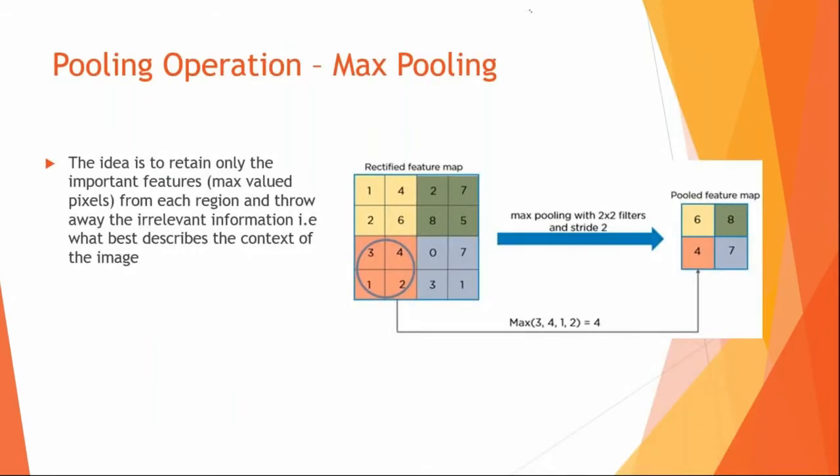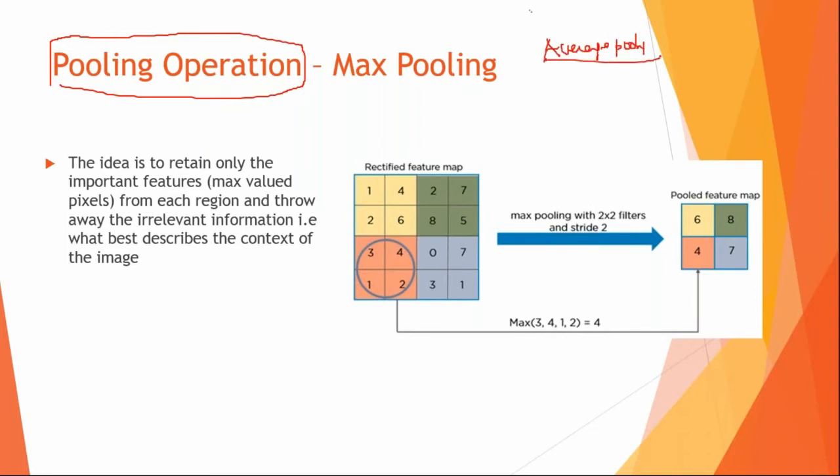Now we come to the next one, which is called the pooling operation. If you look closely, you have average pooling as well. Okay, but mostly people use max pooling, or maximum pooling. What is the idea of this pooling operation? It is to retain the important features from a small region and throw out the irrelevant features.